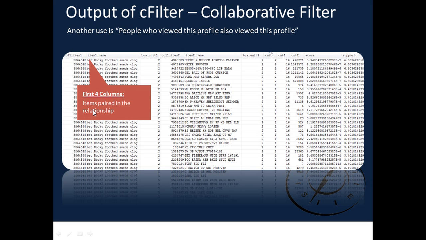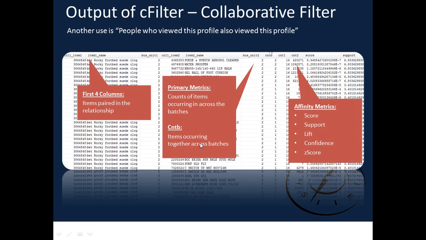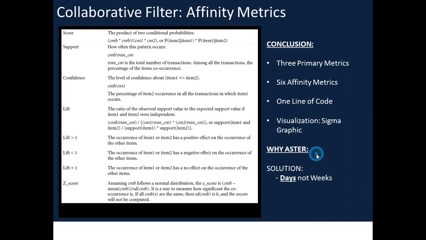So the first 4 columns are items that are paired together in their relationship, and they may be strong, they may not be strong. Primary metrics are count A, items occurring across the batches, and count B, items occurring together across the batches. And then I have all these other affinity metrics: score, support, lift, confidence, and z-score. And those things are highly documented right here inside of the Aster Analytics manuals. All the Aster Analytics are very well documented. Now, another thing that's neat about this, and I'll let you go back and get the download of the documentation.